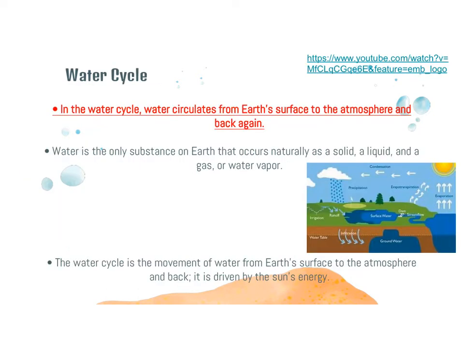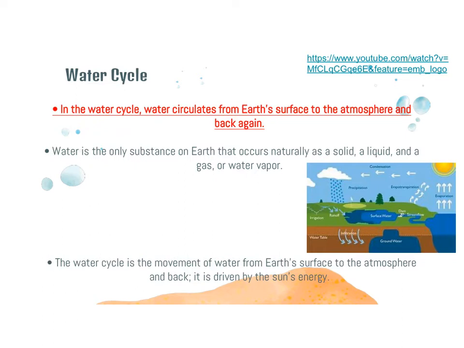Now, what about the water cycle? Keep in mind that the earth doesn't lose any drop of water. But water circulates from the Earth's surface to the atmosphere and back again. So a drop of water may be evaporated from a certain place and fall back to the Earth's surface in another place. Water is the only substance on Earth that occurs naturally as a solid, liquid, and gas, or what we call the water vapor.